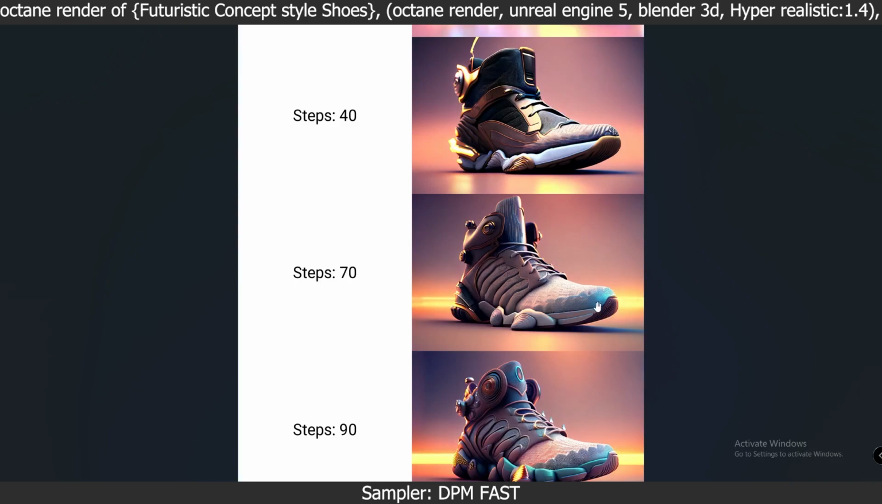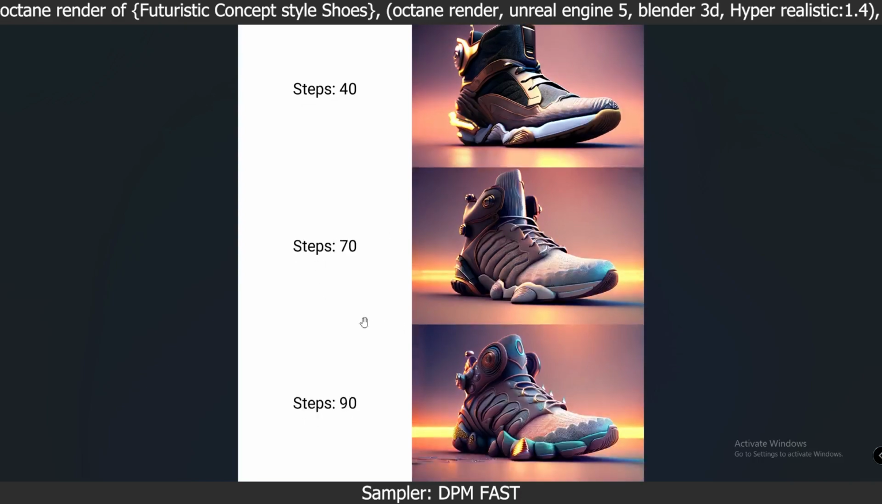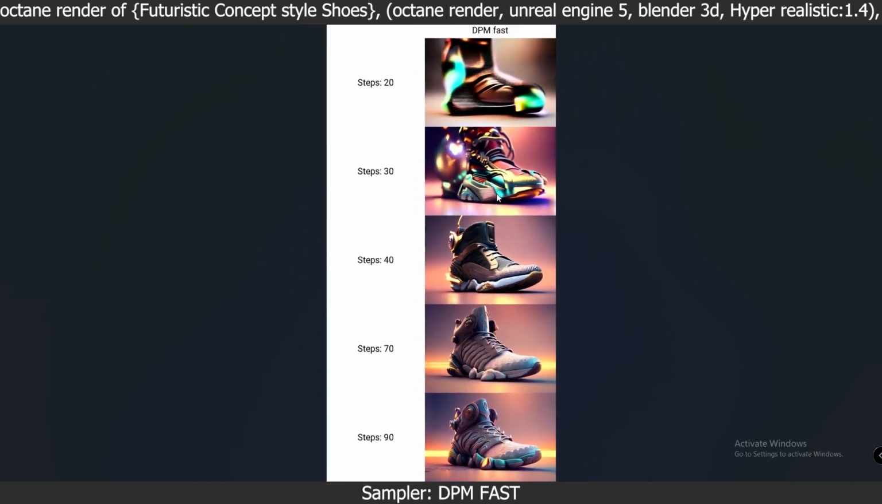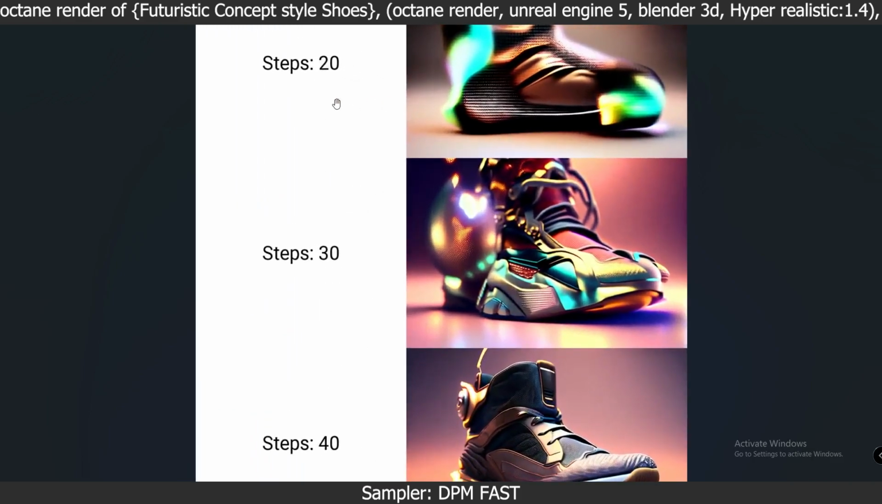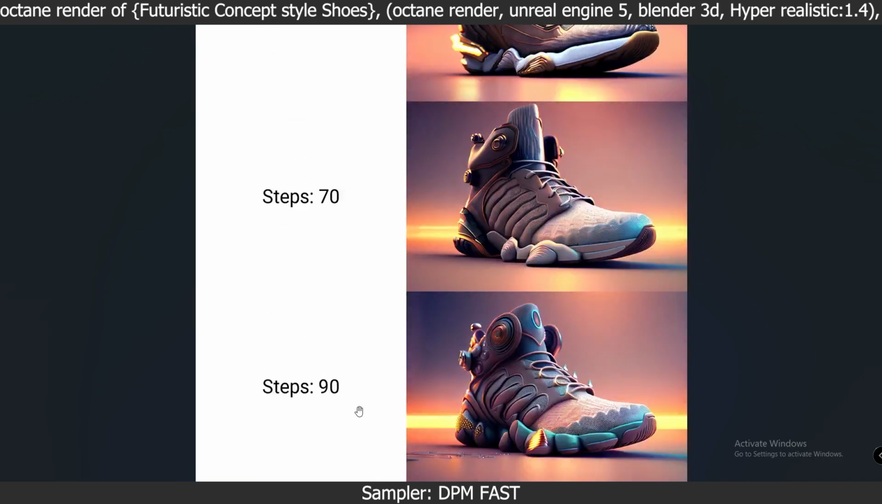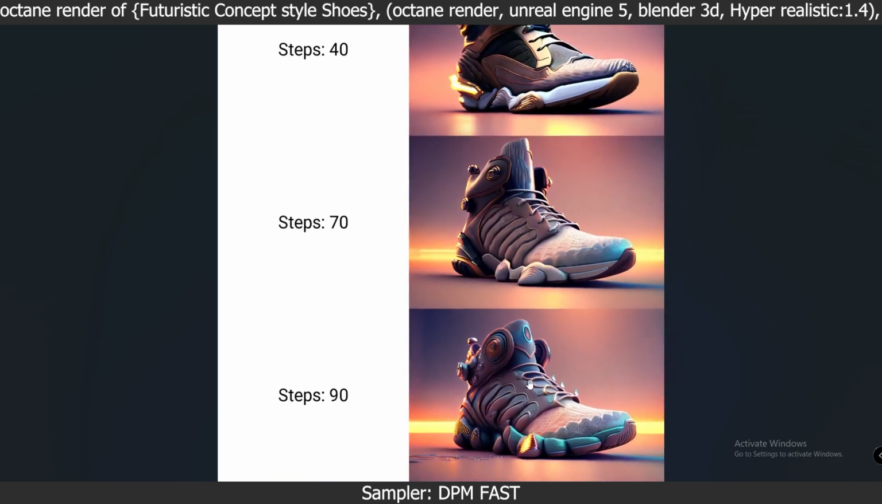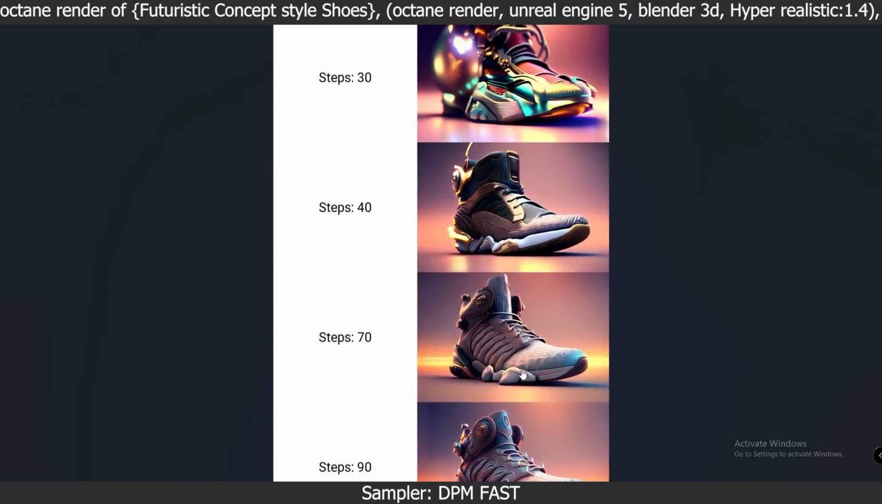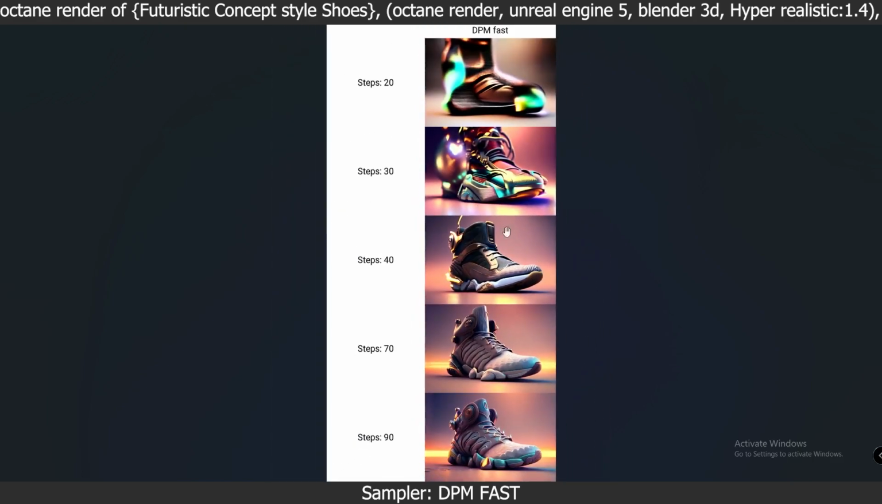There's a lot of difference going on in this part on 40, and on 70 as well you can see there's a lot of difference, and yeah, it kept on improving. From 70 to 90 you can see it improved a lot. For DPM Fast, you won't get a good result on earlier sampling steps, but it will keep on improving as you go on to higher sampling steps. So this is the result that I got with DPM Fast. That's it with DPM Fast, and now let's jump on to the next sampling method.